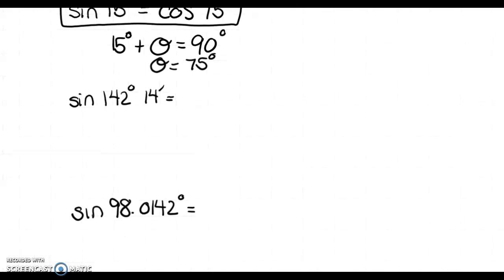How about something like this? We typically don't find complementary angles when we have an angle that's bigger than 90 degrees. That's a little odd. All right, but it still works in the same way. We're going to have to subtract a value to get 90 degrees. So if this is one of the angles on my right triangle, which is impossible, I know, if that's one of my angles, what angle is complementary to it? 142 degrees, 14 minutes, plus theta equals 90 degrees.